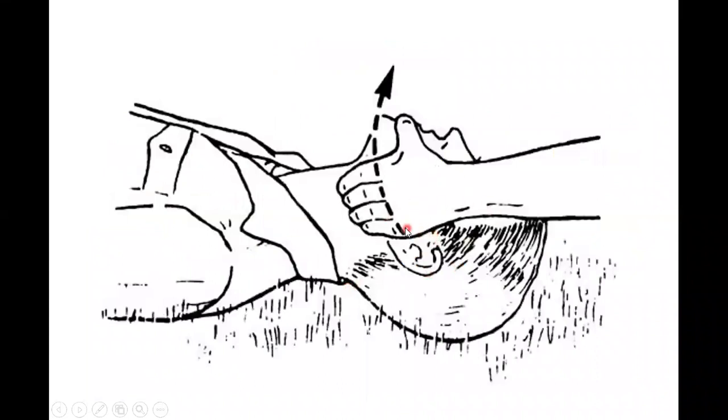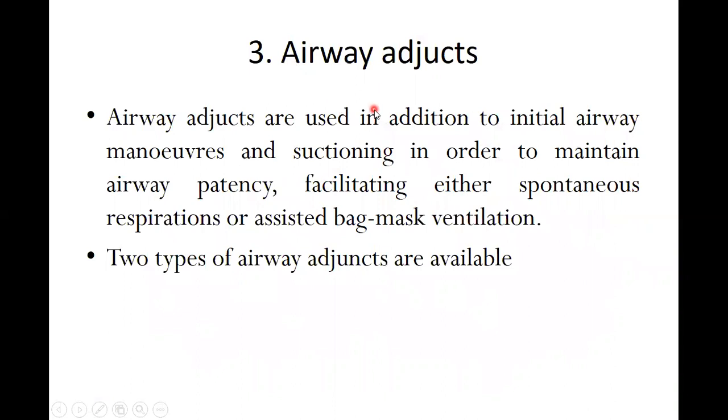So you place your hand on the angle of the jaw, and then you try to move the jaw upwards like that without necessarily moving the neck. That will help to relieve the pressure of tissues on the airway. You can also use airway adjuncts to keep the tongue from falling back. Airway adjuncts are used in addition to initial airway maneuvers and suctioning in order to maintain airway patency, facilitating air, either spontaneous respirations or assisted bag ventilation.